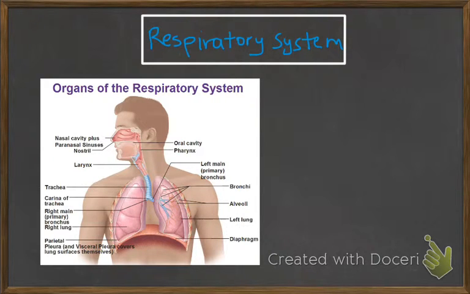So, the main function of the respiratory system is to provide oxygen to the blood and cells of the body while removing carbon dioxide, which is a lethal gas in large quantities. And this task is done through breathing.